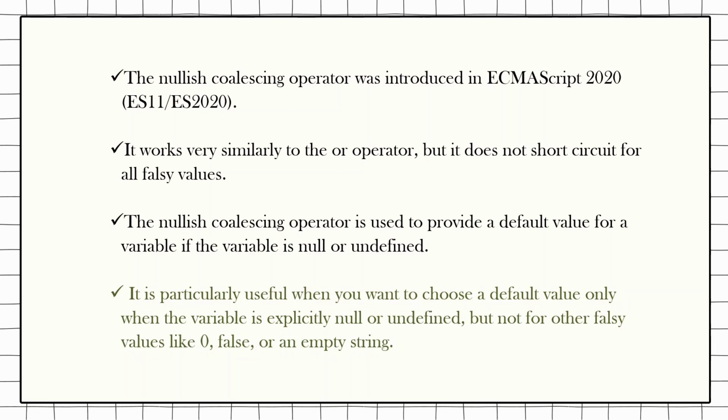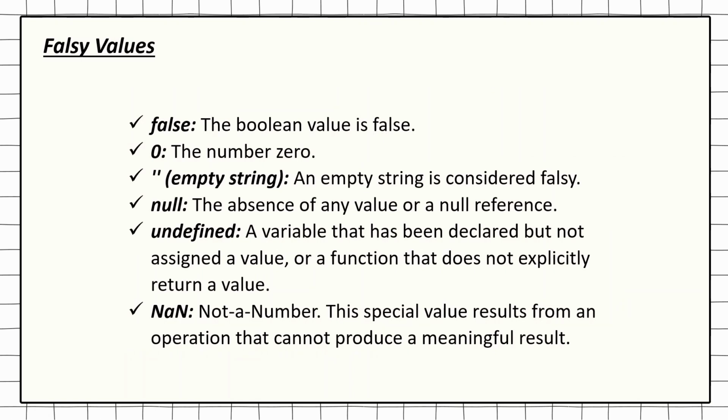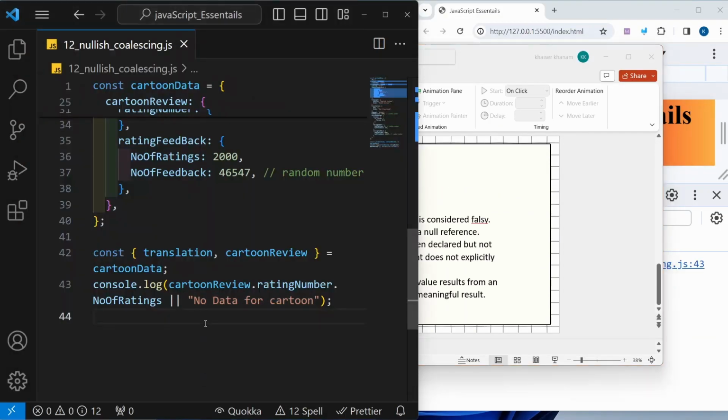But apart from that, for 0 we have already seen the case. For ratings, if you do not want to display no data, and instead you want to display 0 itself, then you can use this operator instead of the logical OR operator. And these are the falsy values which we have seen. Only for null and undefined can we set the default values. Let me show you the result.